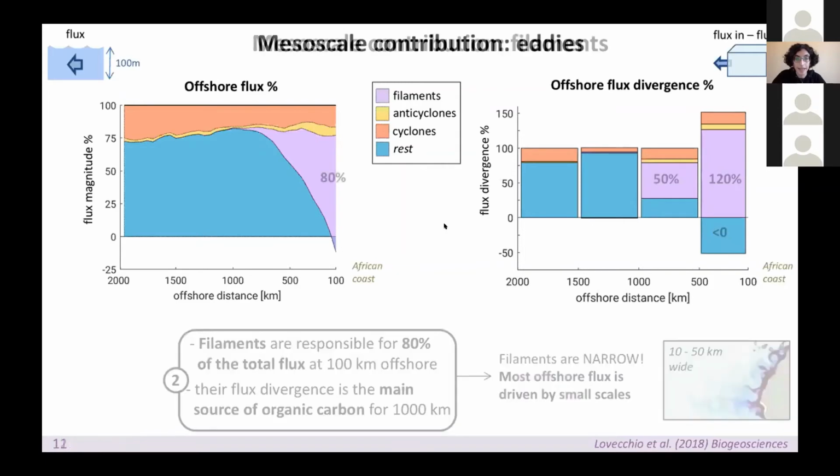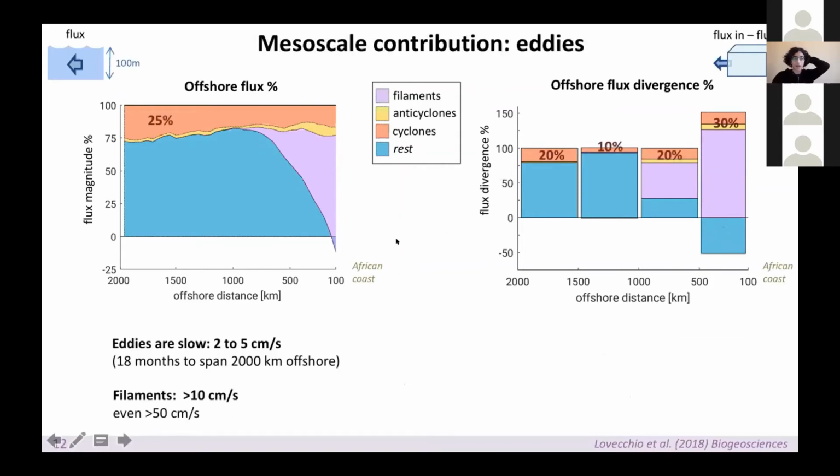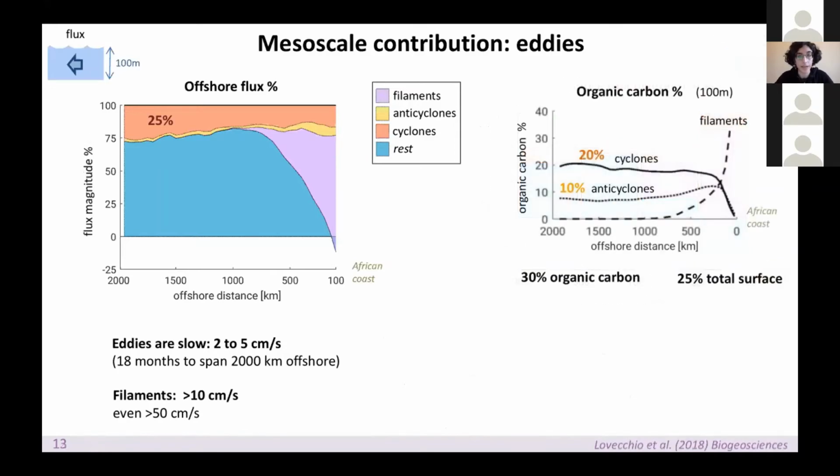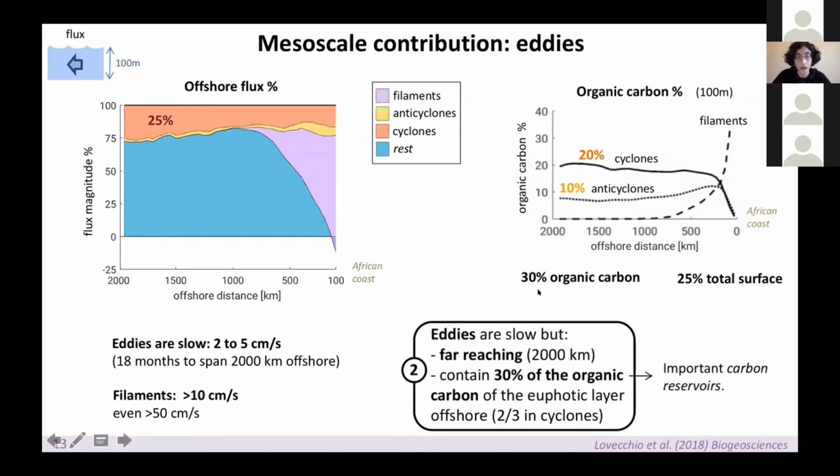If we look instead at the eddies, anticyclonic and cyclonic eddies, we see that their contribution is smaller. However, eddies are slow structures, especially if compared to filaments. And this is the reason why their contribution to the flux itself is smaller. Despite that, they're still very organic carbon rich, and they contain more organic carbon than the area they actually cover in the model. So they are enriched in organic carbon compared to the surroundings. And this is especially the case for cyclonic eddies. So eddies are slow. However, as you can see from these plots, they're far-reaching, and they are important carbon reservoirs for the offshore waters.